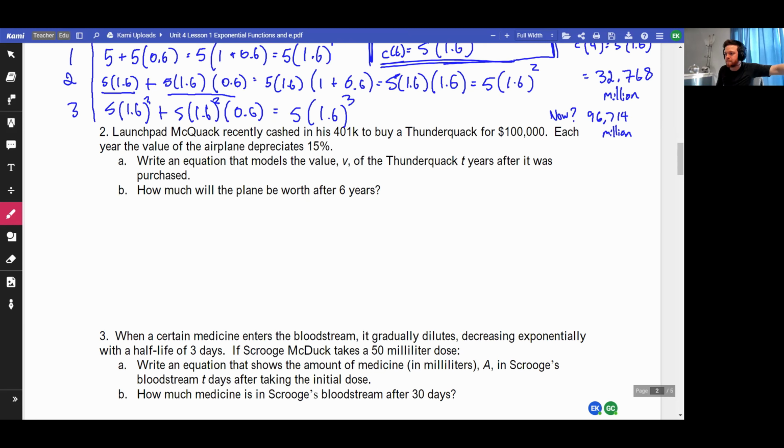So Launchpad McQuack, character from the show, recently cashed in his 401k to buy a Thunderquack for $100,000. Each year, the value of the airplane, so the Thunderquack as an airplane, depreciates 15%. Write an equation that models the value v.